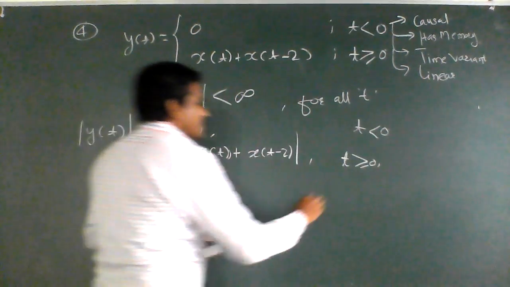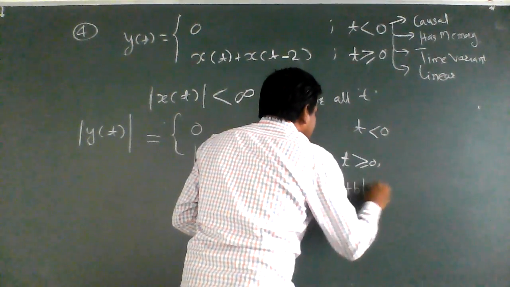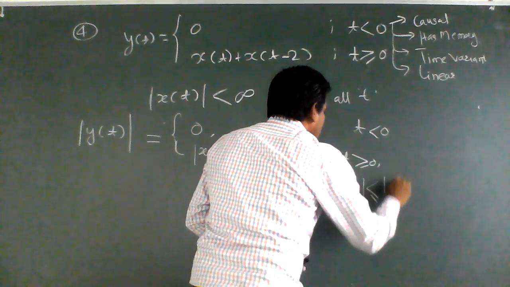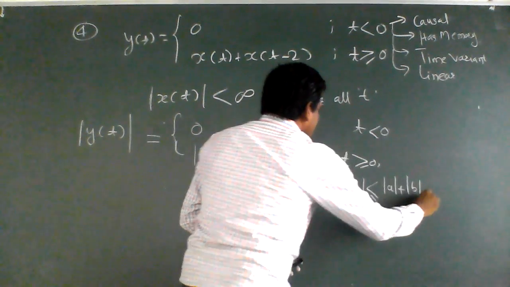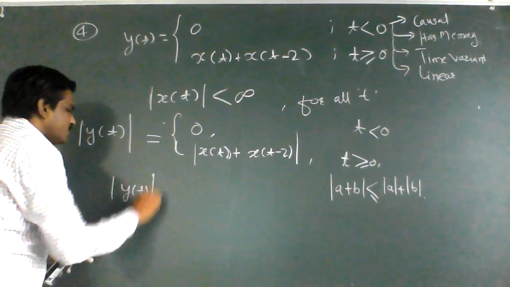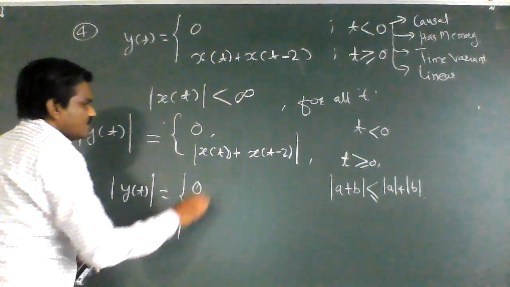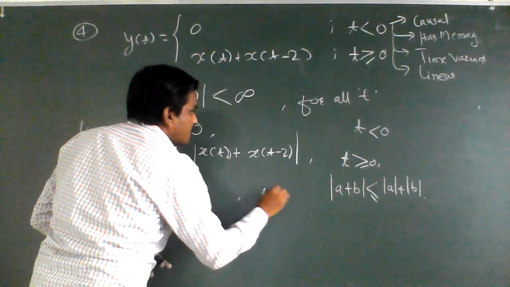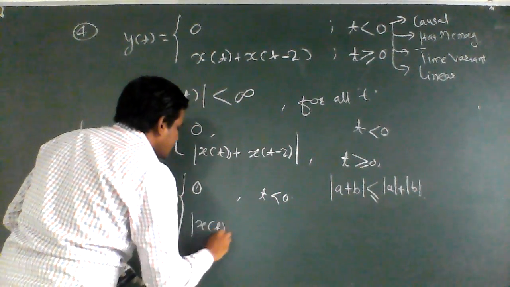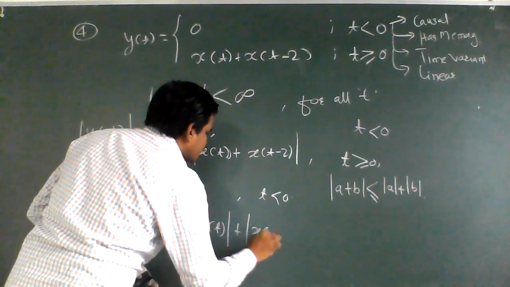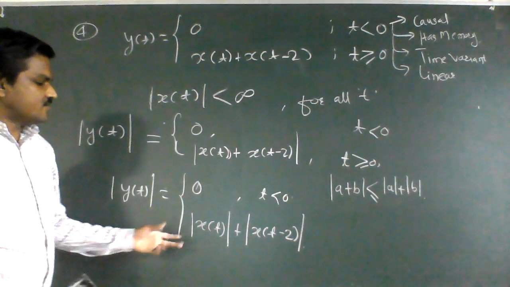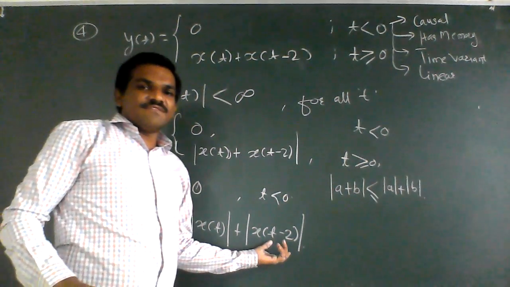But we know that mod of a plus b is less than or equal to mod a plus mod b. So what is y of t? Mod of y of t is equal to 0 for t less than 0, and it is equal to mod of x of t plus mod of x of t minus 2. So this is nothing but the input, and this is a shifted version of the input.